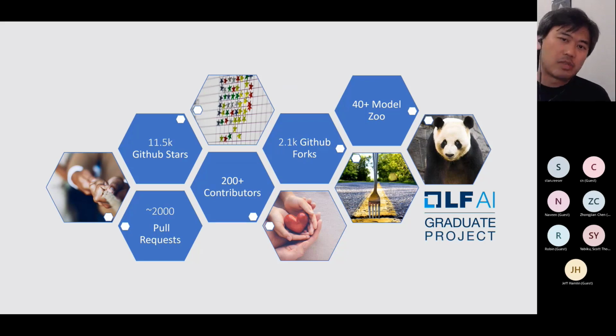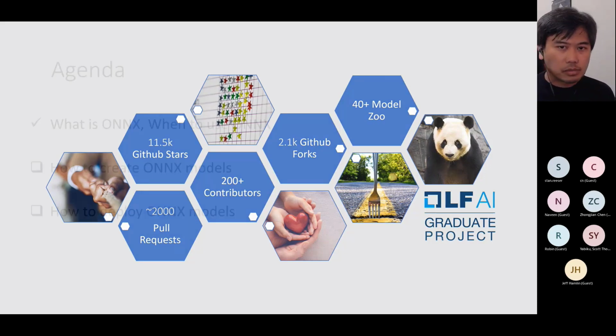On GitHub, it has about 11,500 GitHub stars, 2,000 pull requests, about 200 contributors, and 2,000 GitHub forks, and it's a graduate of Linux Foundation AI. There are also about 40 plus Model Zoo, and I'll talk about what Model Zoo is, the different places where you can get all these different models.